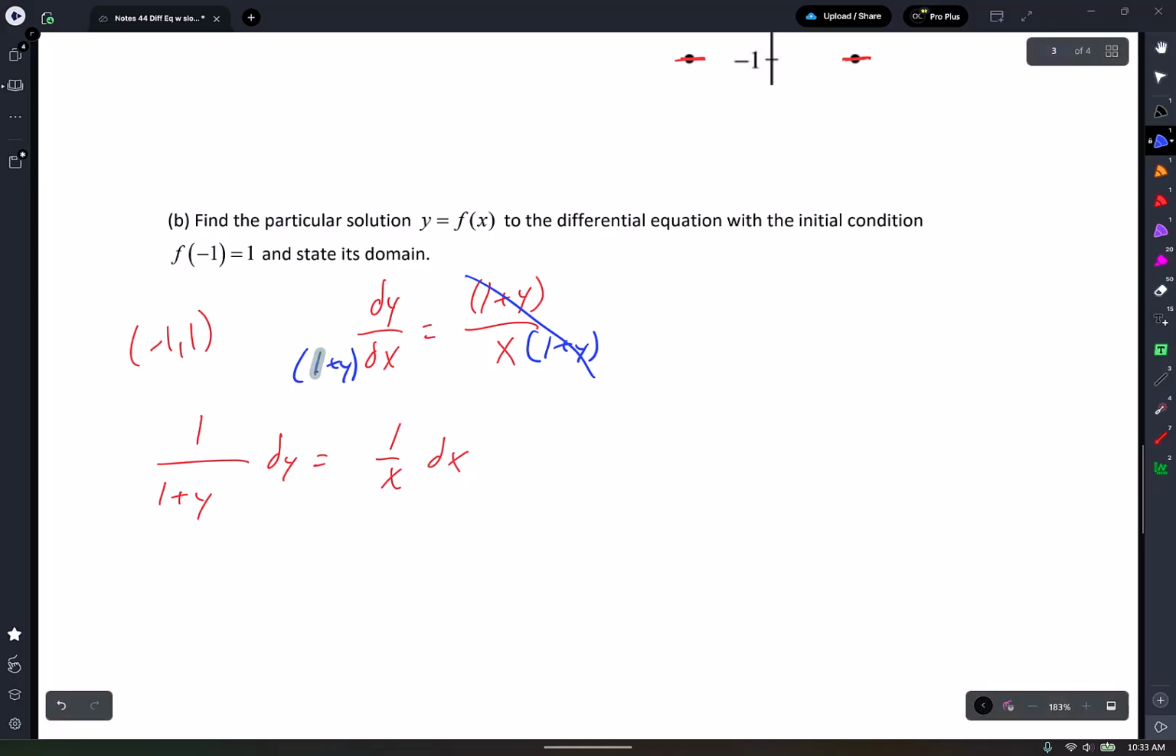No. Okay. So it doesn't matter what we do? Like if I put 1 plus y dy equals x dx? No, it does matter, because 1 plus y is not in the numerator. It's in the denominator.